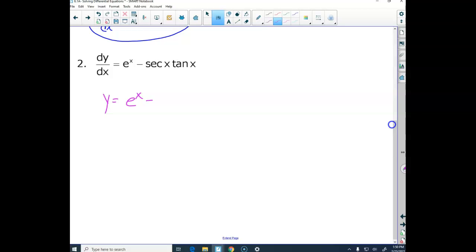And the antiderivative of secant tangent, well, the derivative of a secant is a secant tangent. So the antiderivative of those two multiplied together is going to be a secant x.